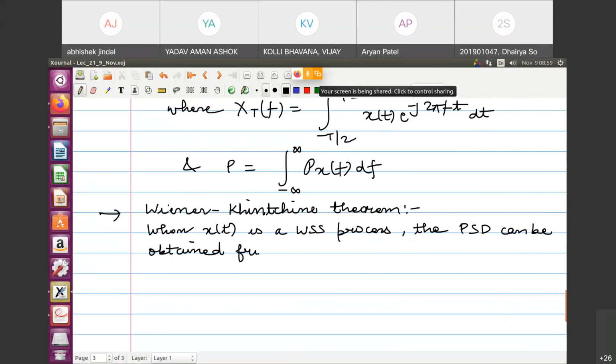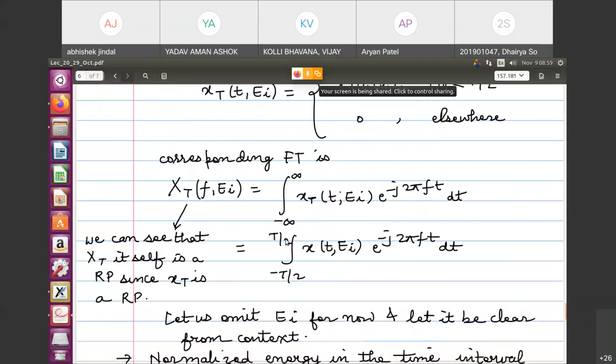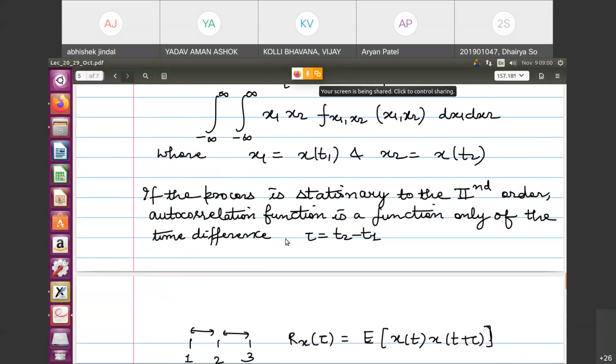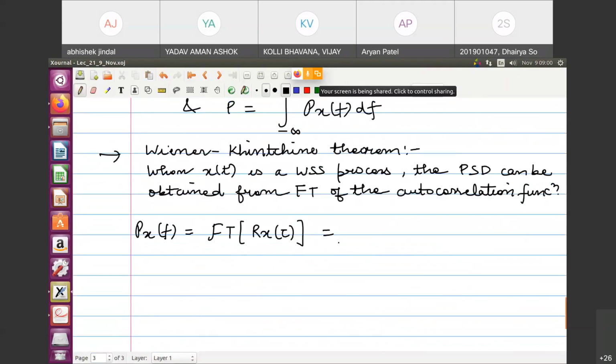from the Fourier transform of the autocorrelation function. That is, P_X(f) can be obtained as the Fourier transform of the autocorrelation. Because this is a wide-sense stationary process, your autocorrelation depends only on the time shift. It doesn't depend on the value of t. I think we have covered this. Yes, autocorrelation we defined, and we said that if it is stationary to the second order, then it depends only on tau. So this is given by the integral from minus infinity to infinity of R_X(tau) e^(-j2πf tau) d tau.